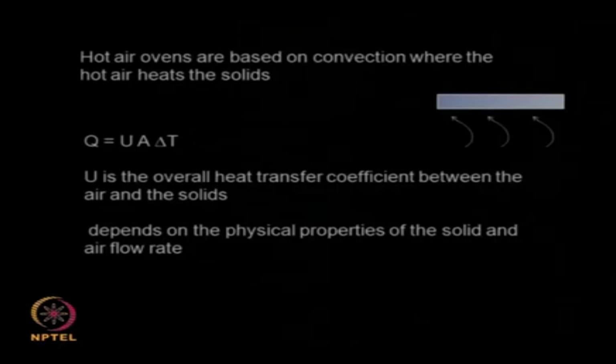This is happening in hot air ovens, where there is no direct contact of the solid with the heating, but the air which is hot is transferring the heat. Okay. So here you have Q equal to U A delta T. U is the overall heat transfer coefficient between the air and the solid. It is called overall heat transfer coefficient because it is made up of several resistances. A is again the area, delta T is the driving force in temperature. That means T1 could be the temperature of the hot air, T2 could be the temperature of the solids. Okay.